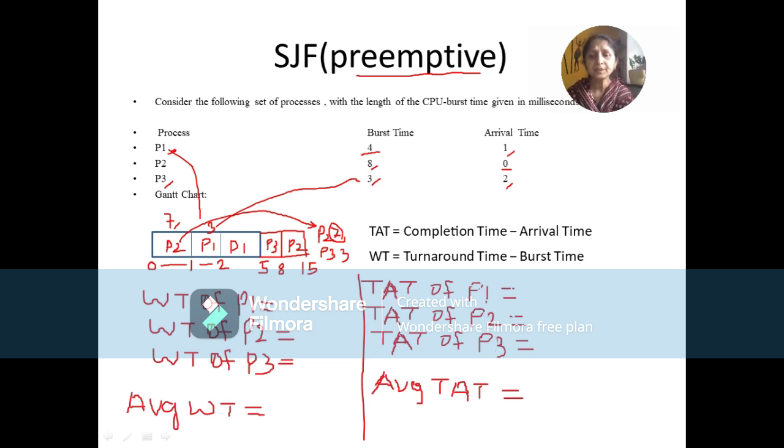So see here, since P2 came first, P2 got a chance to get inside the CPU. But because different processes came with the smallest burst time, P2 had to wait outside the CPU.